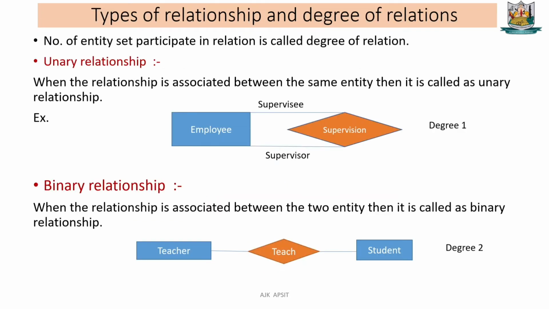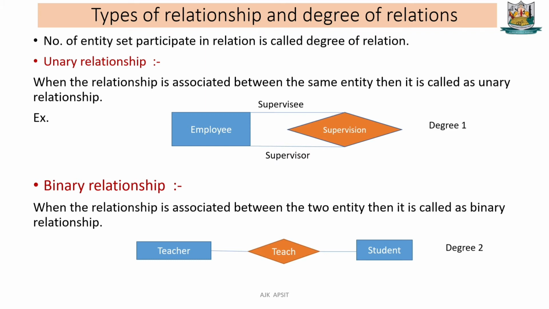Now there are various types of relationships and degrees of relation. Let us understand this. The number of entities participating in a relation is called the degree of that relation. We have three different types of relationship. The first type is the unary relationship. When an entity is associated with the same entity, such a relationship is called a unary relationship.